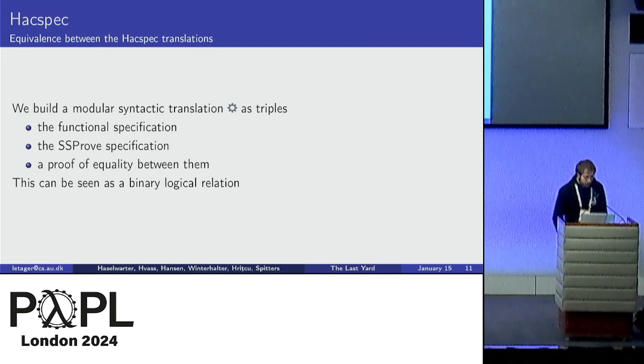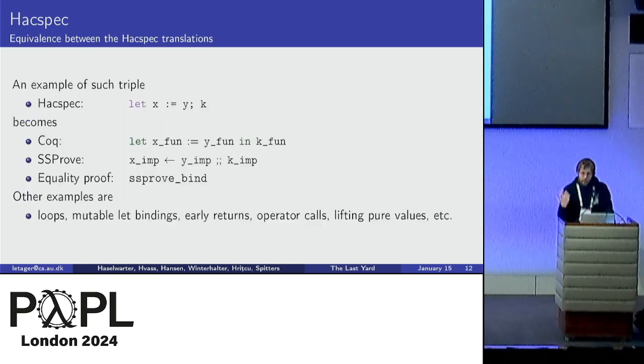So back to Hacspec. For Hacspec, we have this automatic translation. What we actually do for this automatic translation is we have a modular syntactic translation where we define it as triples. We have this triple with the functional specification, the SSProve specification, and a proof of equality. And this can also be seen as a binary logical relation.